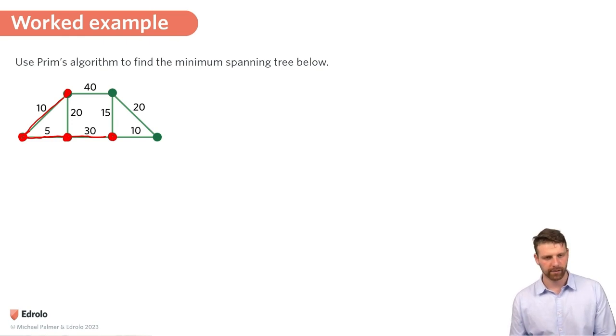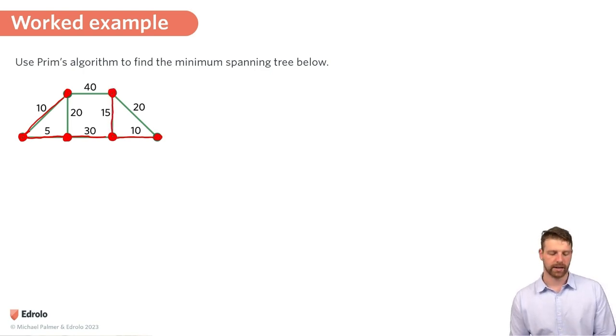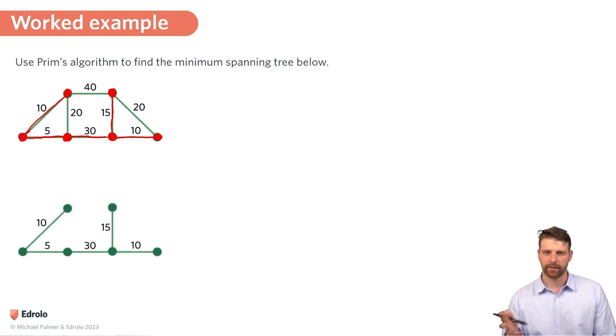And now I've got 10, 15, 20, 40. I have to choose 10, and then I have to choose 15. So that gives me my spanning tree there, and you'll see that I've connected all the vertices, and so then I sort of know to stop. There's the answer without everything cluttering it.